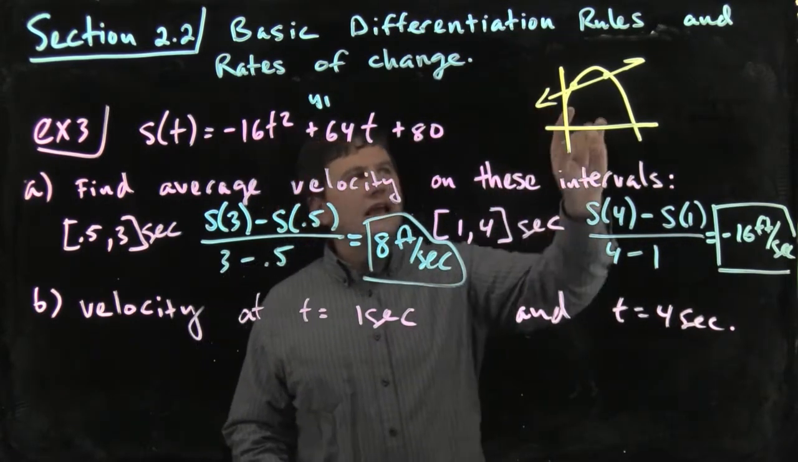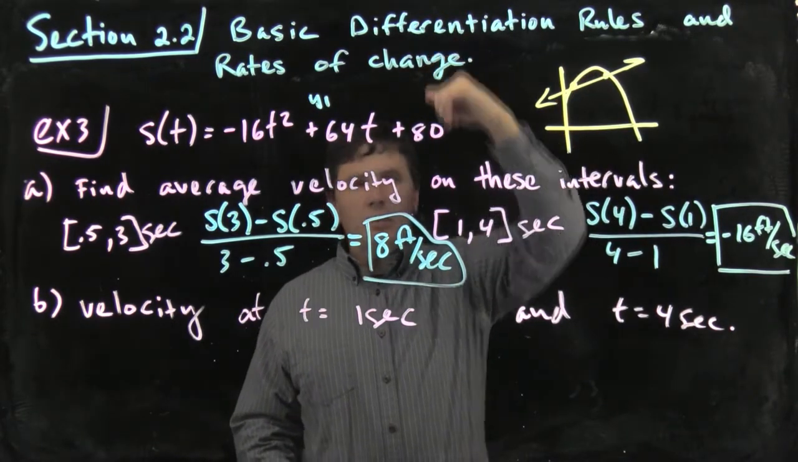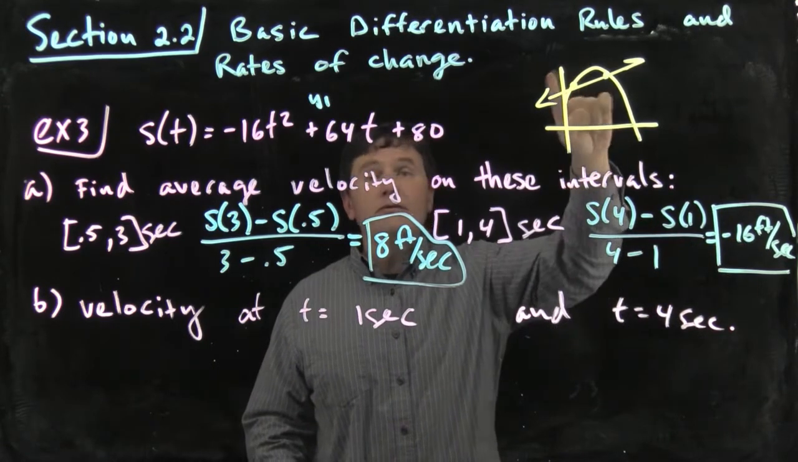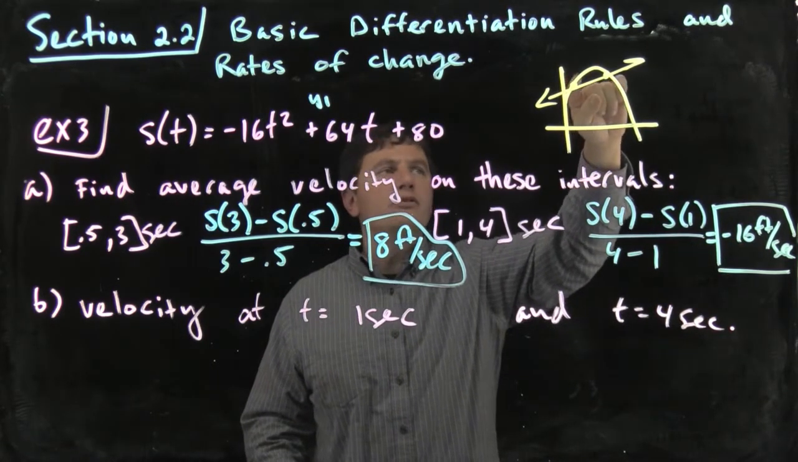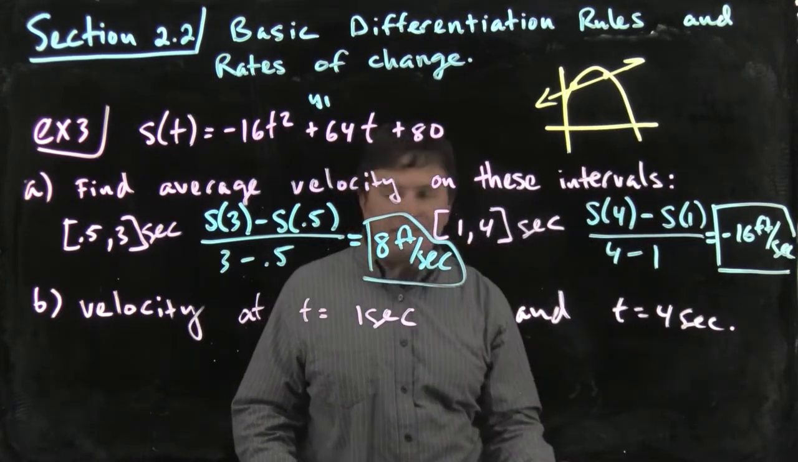In this particular case, a positive velocity means I'm going up. A negative velocity means I'm going down. So the fact that I have negative 16 from this interval means maybe for a period of time I was going up, but the whole net gain has been down. I went down more than I went up over that time interval.